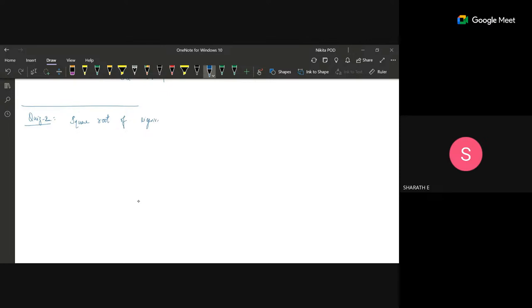If it's a real symmetric matrix, then the singular values will be equal to the absolute eigenvalues. Here it's not symmetric. So whatever matrix was given to you, you find either A transpose A or A A transpose, and then find its eigenvalues.